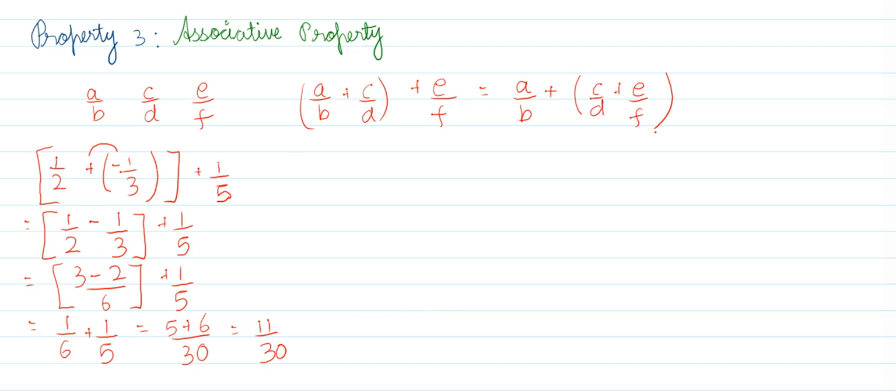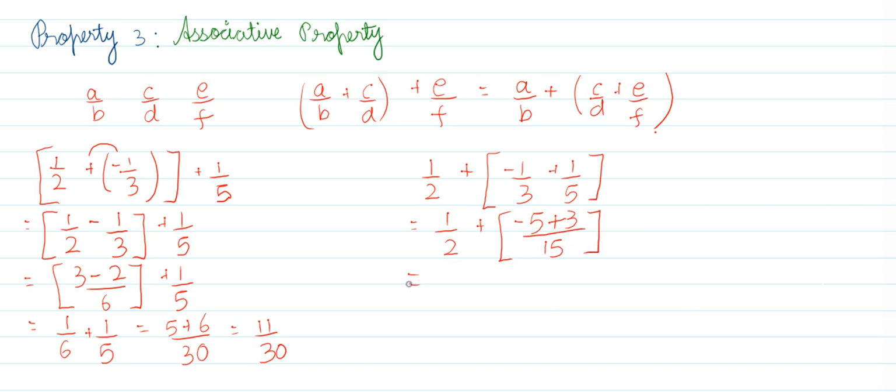And then moving on to the right hand side, so you get 1 by 2 plus minus 1 by 3 plus 1 by 5. So here you will have to take the LCM for 3 and 5. So it is 15. So minus 5 plus 3 by 15. So minus 5 plus 3 is nothing but minus 2.